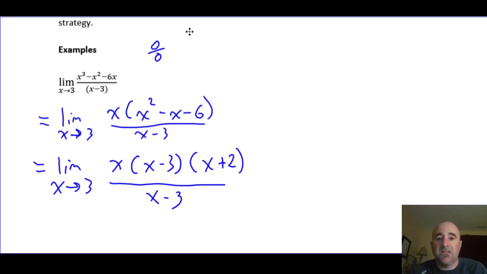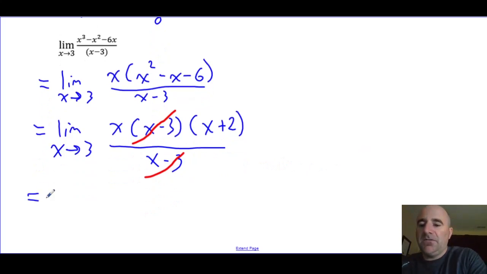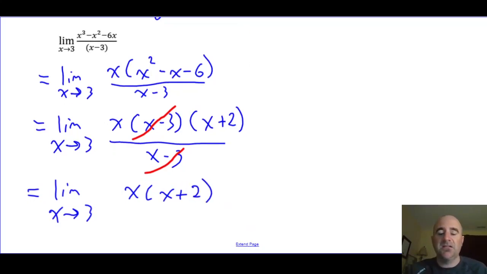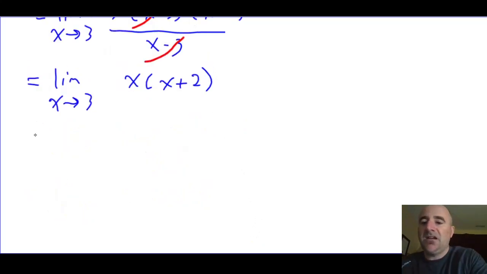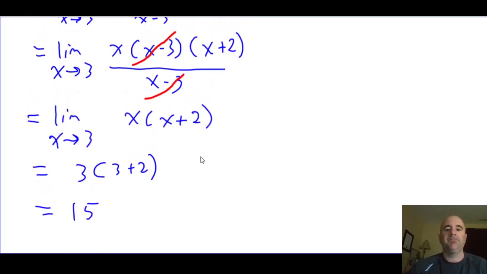And something interesting happens here because now we notice that the x minus 3's divide out. That was actually the entire reason we were getting 0 over 0. So now I have the limit as x approaches 3 of x times x plus 2, which is no longer in indeterminate form. I can sub in x equals 3 into that, and I get 3 times 3 plus 2, which is 15. If you want to check that and make sure it was right, try subbing in some numbers close to 3 here, and you should find that you get an answer close to 15.